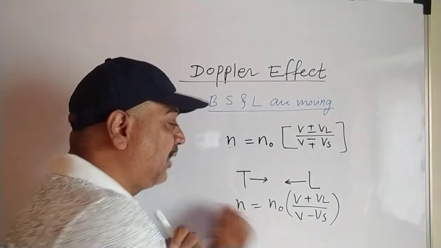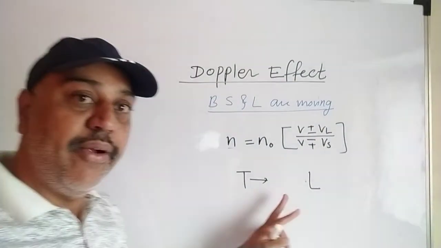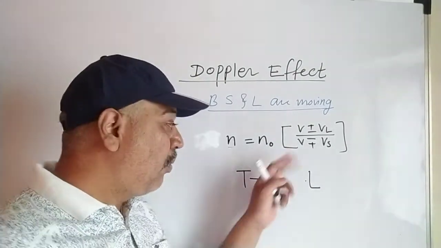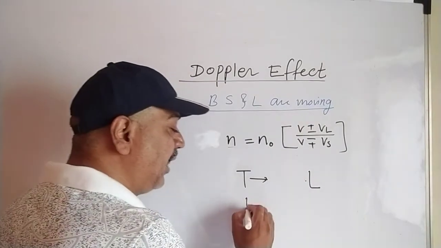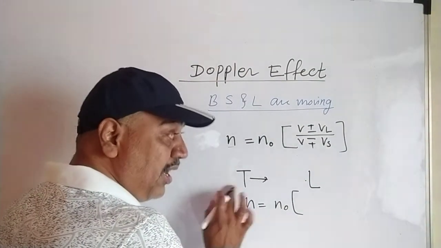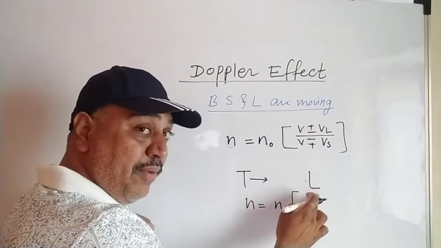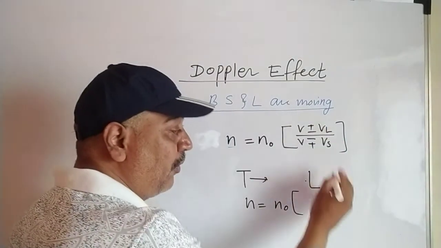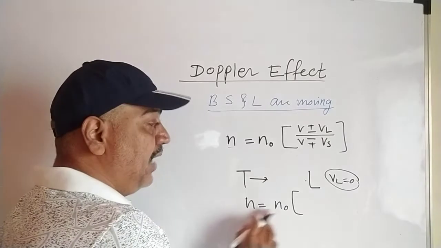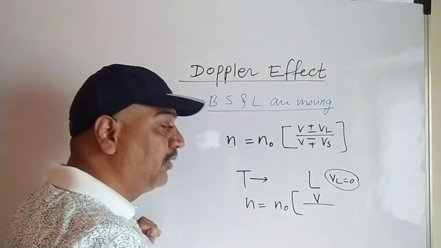So let's start with another case. Suppose the listener is steady, we are standing on the platform and the train is coming toward us, approaching us. What symbols are used here? N equal to N0 in the bracket. The train is moving, so the source is moving, and the listener is steady. What is the velocity of the listener? 0. So here VL equal to 0, because it is not moving, it is steady. So N equal to N0, with VL as 0, so nothing to add.